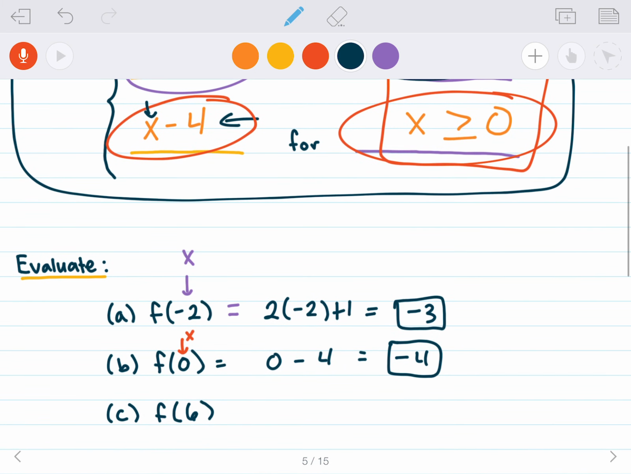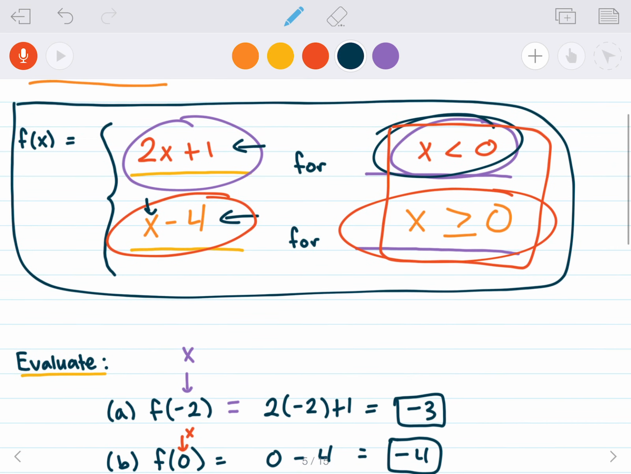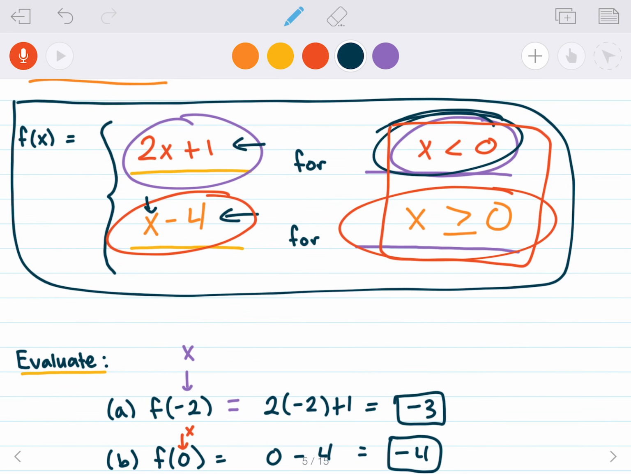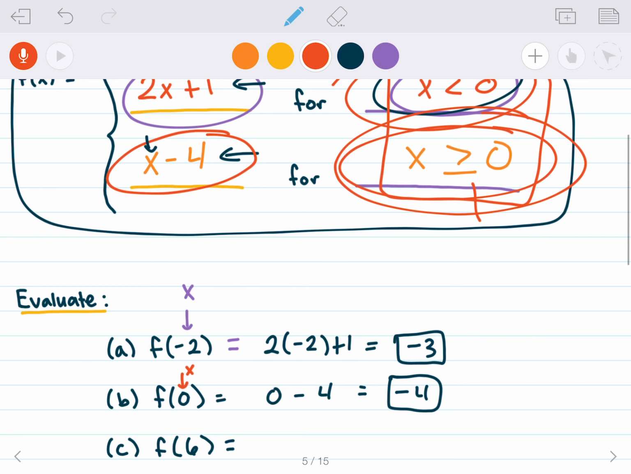Alright, let's do one more like this, f of 6. Where does 6 fall? Does 6 fall in the category of rule number 1 or rule number 2? Well, 6 is a number that is bigger than or equal to 0, so we have to use this rule right here. I'm just putting 6 in for x. Instead of x, I'm writing 6 minus 4, and that's going to be 2. So that is how we can evaluate a simple piecewise function like this.